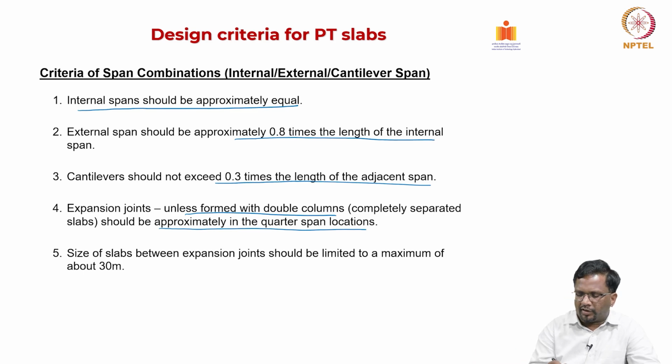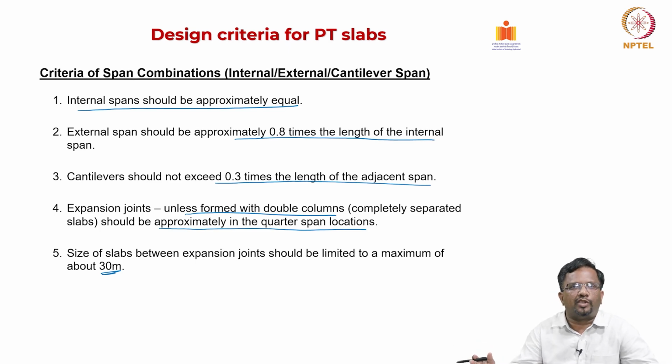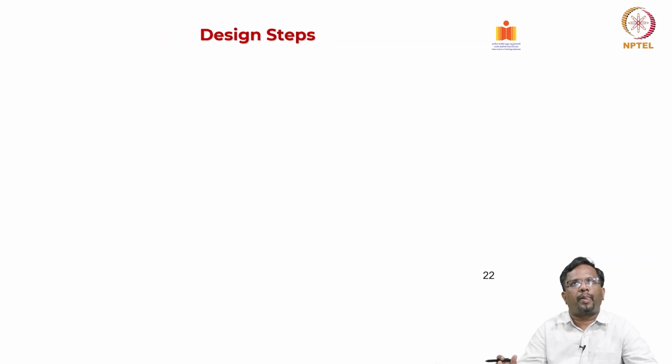Now, the size of the slabs, again, between the expansion joints should be kept at about 30 meters. You do not go more than 30 meters. So, every 30 meters, otherwise, you will have shrinkage and other things will also start controlling. So, we will try to keep the length of the slabs between the expansion joints limited to a maximum of about 30 meters. Right. Now, let us look at what are the design steps.